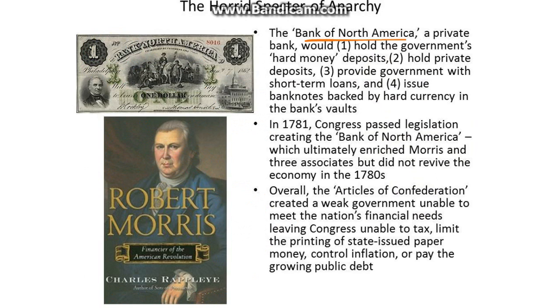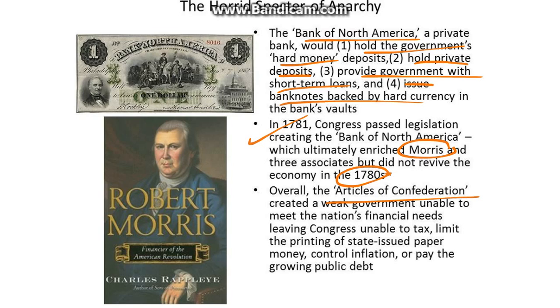The Bank of North America, a private bank, would hold the government's hard money deposits, hold private deposits, provide the government with short-term loans, issue banknotes backed by hard currency, and in 1781, Congress passed legislation creating the Bank of North America, which ultimately enriched Morris and 3 associates, but did not revive the economy in the 1780s.